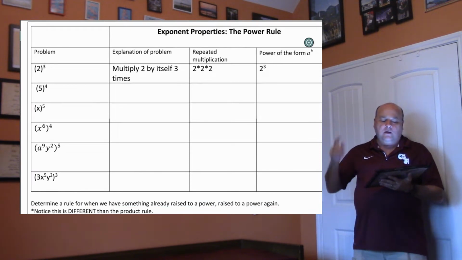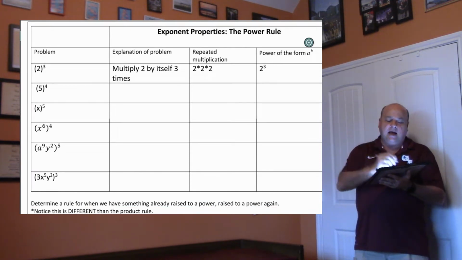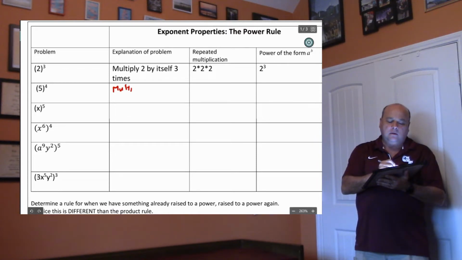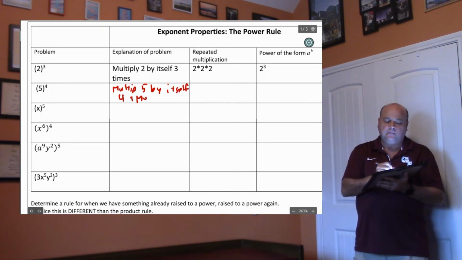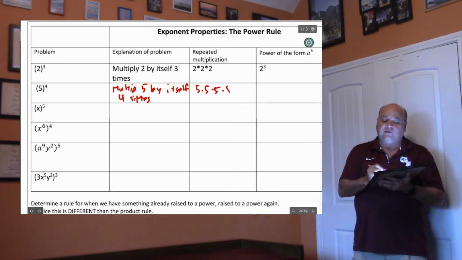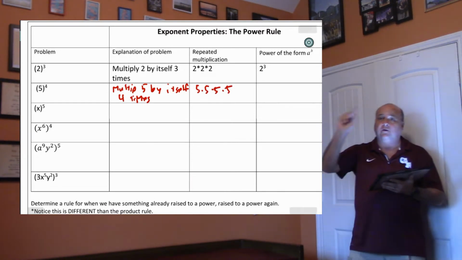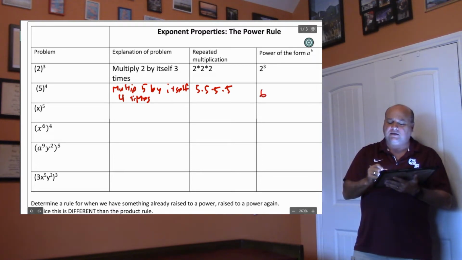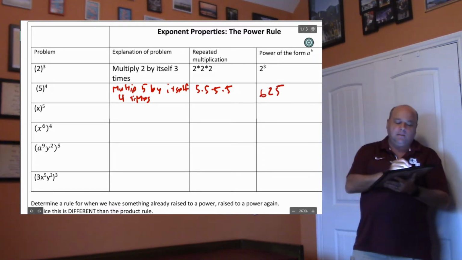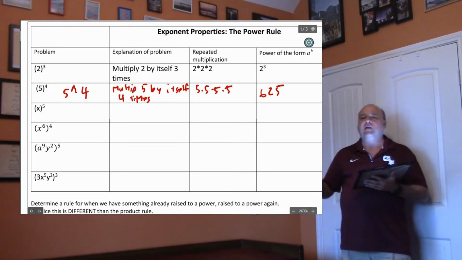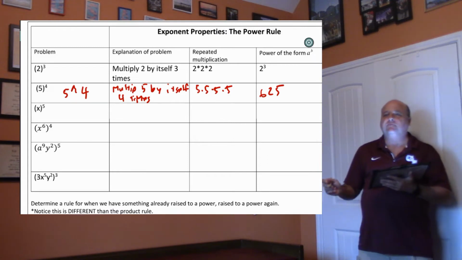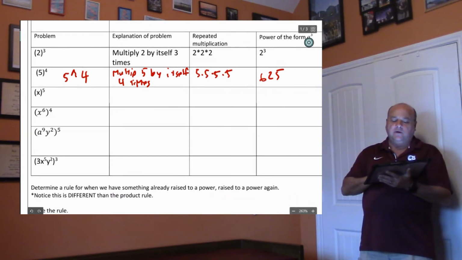Okay? 5 to the 4th means I'm going to multiply 5 by itself 4 times. And that's going to give me 5 times 5 times 5 times 5. If I were to put that in the calculator, 5 caret 4, it would be 625. Remember, to put this in the calculator, that caret symbol is all the way to the left of the 4. Okay, let's go to the next one.